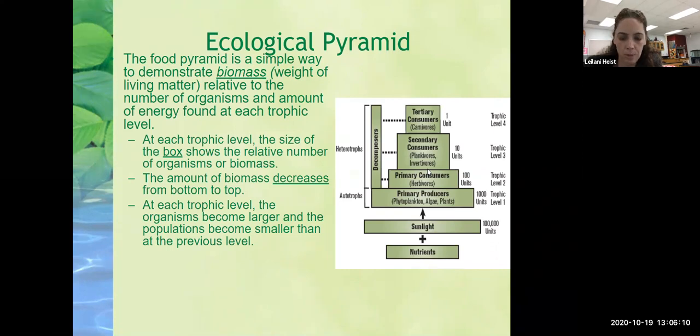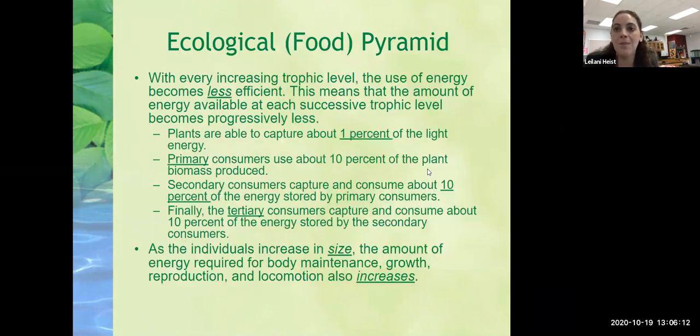Things are decreasing. In the case of energy, only 10% gets passed on. So as we go from a plant to an animal, that animal only gets 10% of the energy available in the plant. So we're having that reduced efficiency. Individuals that are larger in size need more energy. So that helps. So we're going to be getting limits.